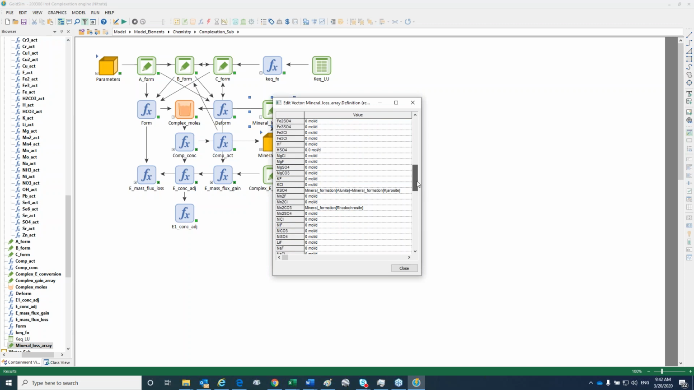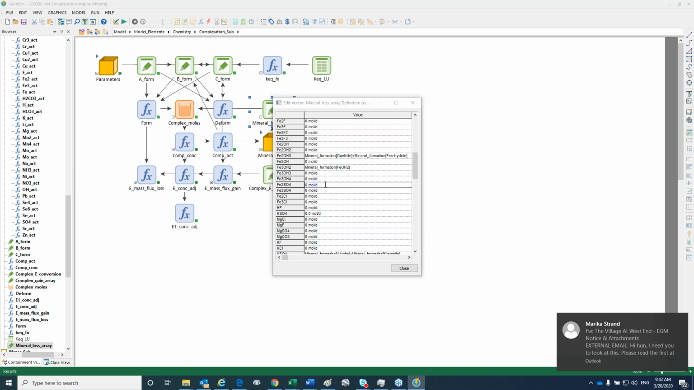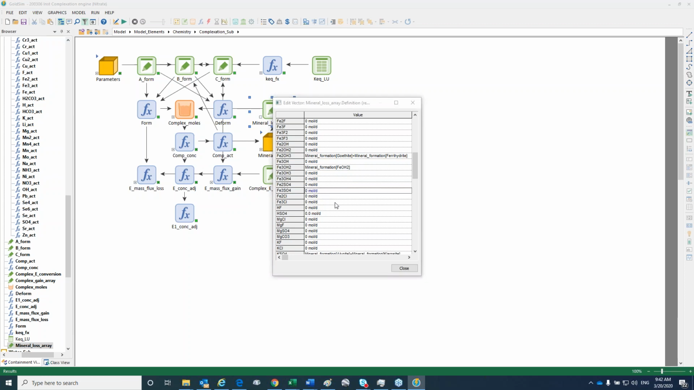Let's just look at jarosite, for example. For jarosite, if we have the formation of jarosite, we're going to be extracting from NaSO4 as one of the precursors, as well as FeSO4 as one of the other precursors. Where is FeSO4? It looks like this is an incomplete model. I'm very, very sorry. That's my fault. I'm presenting a model with errors in it.